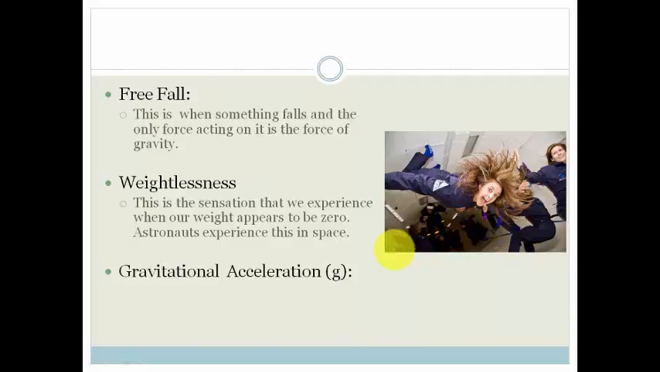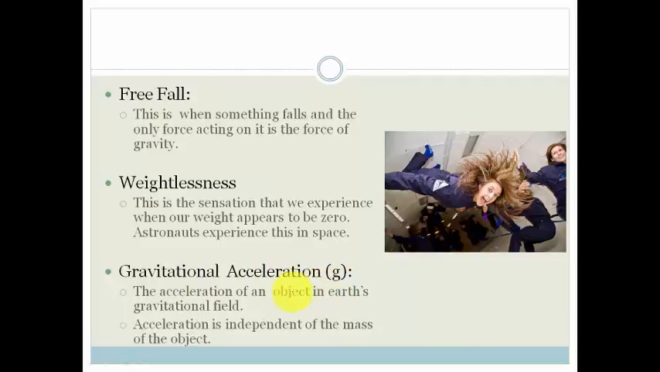Okay? Gravitational acceleration. That is the acceleration of an object in Earth's gravitational field. At the moment I'm talking about Earth's gravitational field, but if we were living on Mars, then this gravitational acceleration, little g, would be what we would feel on Mars. So it's specific to the planet. And most importantly, this acceleration is independent of the mass of the object.